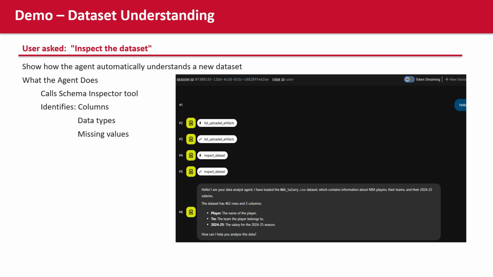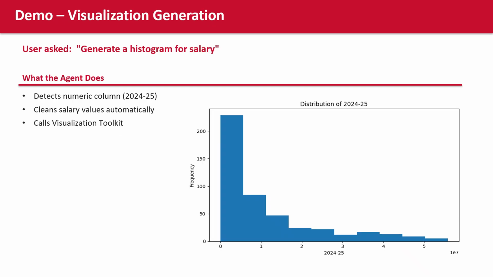So it tells you about the total number of rows and how many columns are there. Then it tells about the 3 columns that are present there. And next it asks, how can I help you analyze this particular data?